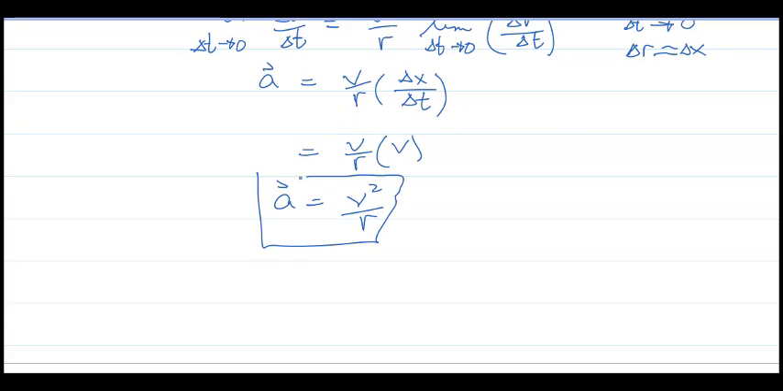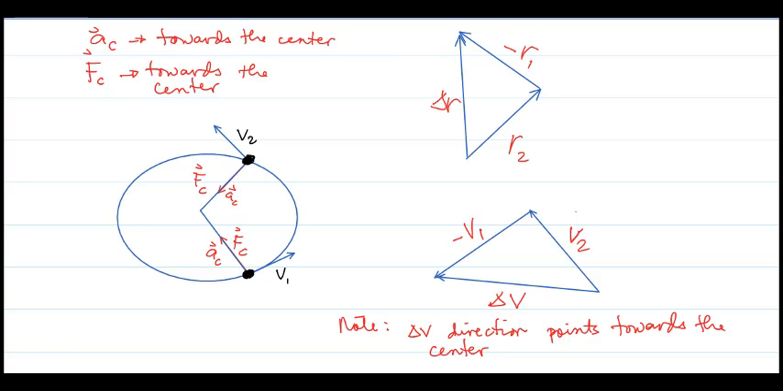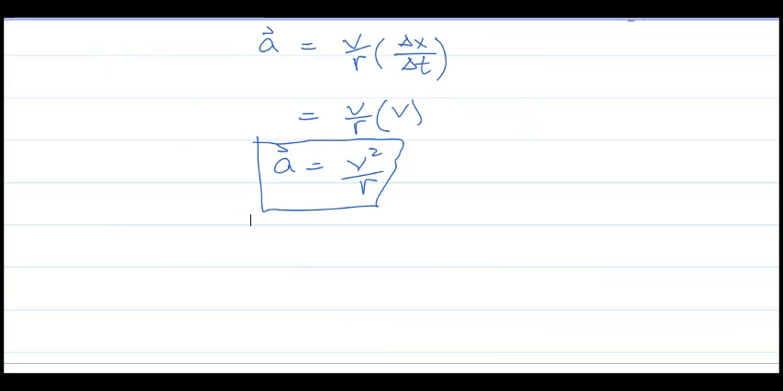But what acceleration is this? This acceleration is pointing towards the center. As we can see, the delta v now points towards the center of the circular path. So this change in velocity, which is the acceleration, is also towards the center. This is now our centripetal acceleration magnitude, which is equal to v squared over r.